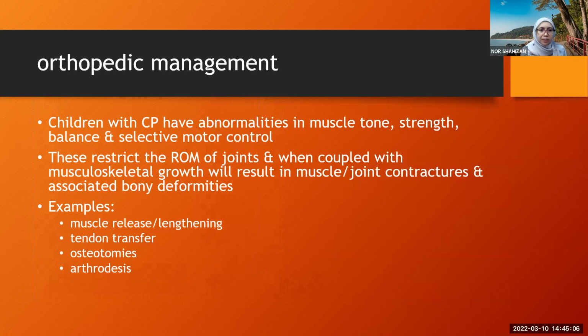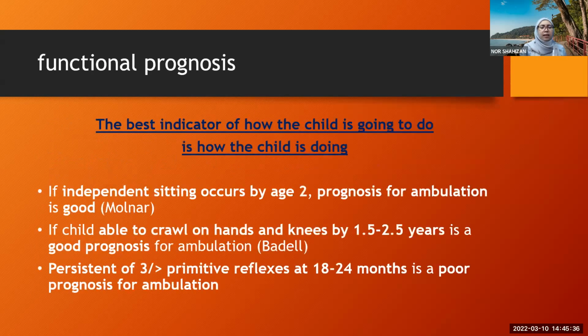In orthopedic management, children with CP will have abnormalities in muscle tone. So therefore, they will have joint contracture or bony deformities. Example of management by orthopedic, this is a summary. The orthopedic team can do muscle release or lengthening, tendon transfer, osteotomy or arthrodesis to treat the contracture.